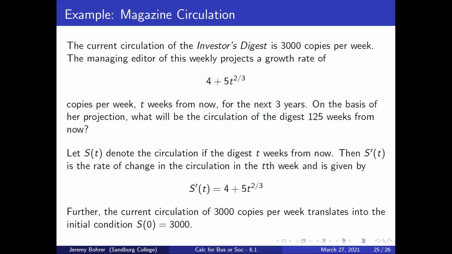Let S of t denote the circulation of the digest t weeks from now. Then S prime of t is the rate of change in the circulation in the tth week and is given by S prime of t equals 4 plus 5 times t to the 2/3 power. Further, the current circulation of 3,000 copies per week translates into the initial condition S of 0 equals 3,000.